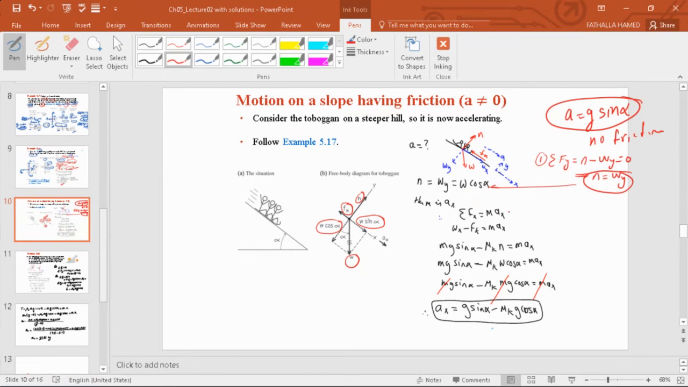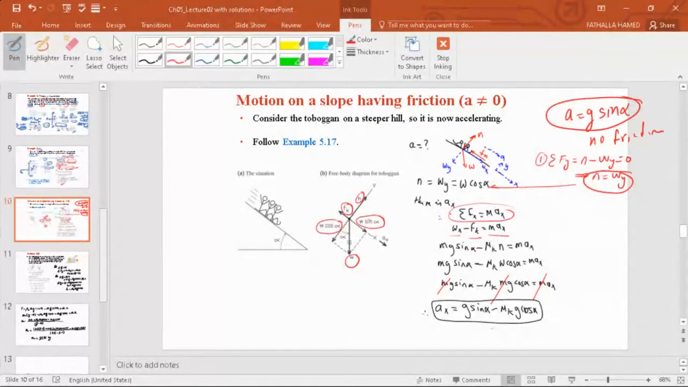Along the x, the summation of Fx should equal m ax. What you have along the x-axis, if you choose down being the positive, which is the motion in this case, it will be the Wx, the x component of the weight, minus the force of kinetic friction should equal to ma.